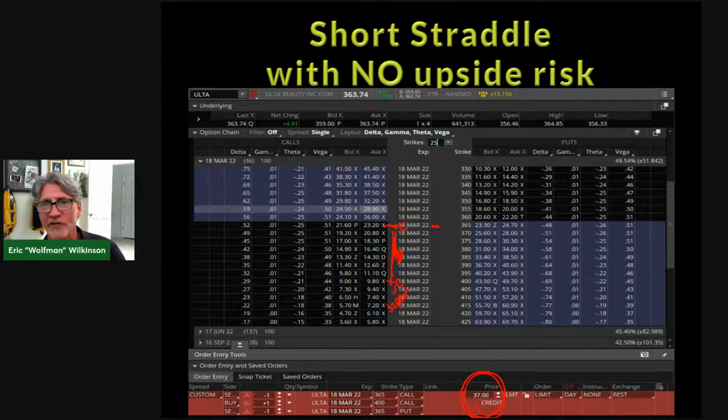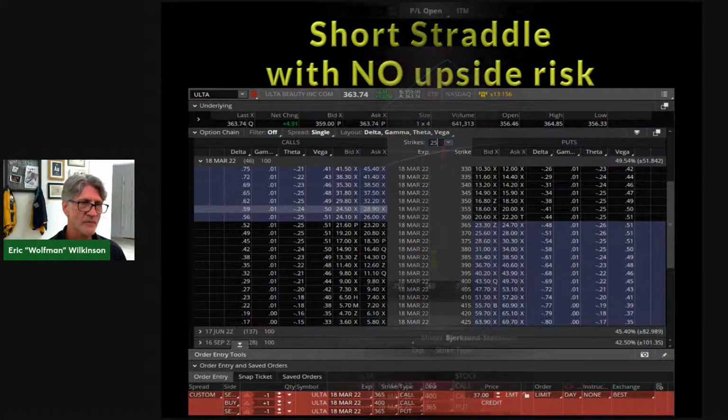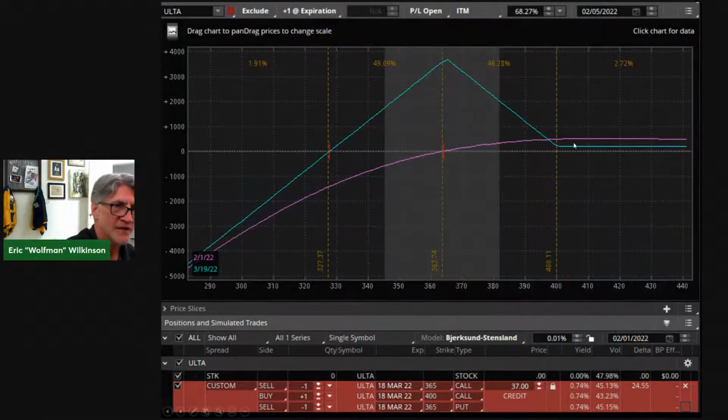$37 is more than 35, so I get that upside in my pocket. So this is what it would look like. You can see the gap is my $2. This is that $2 gap. And if we started out here at the 365s, 365 strike, short call, short put.